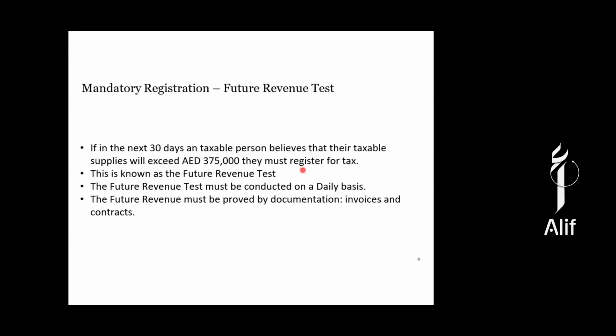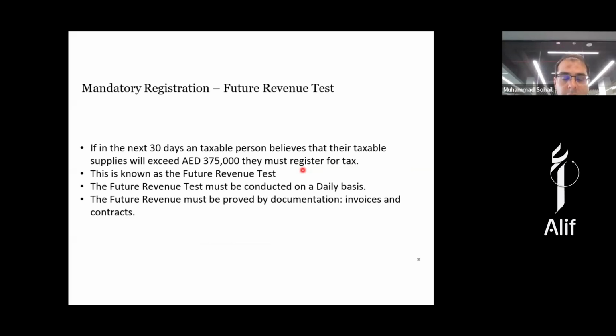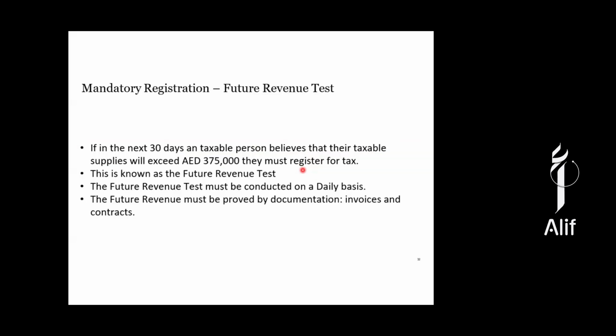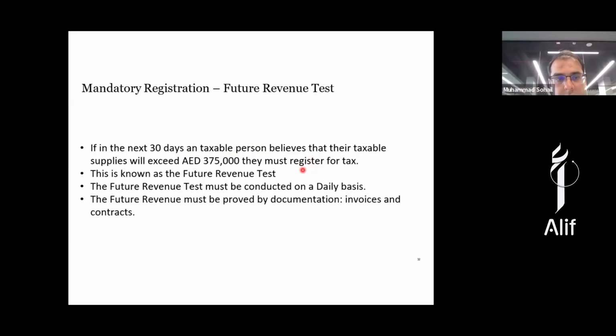The other test is called the future revenue test. What this means is that within the next 30 days, if you expect your taxable supplies plus imports to exceed 375,000 dirhams, then you must register for VAT. The future revenue test should be conducted on a daily basis, to check if you anticipate your taxable supplies plus imports exceeding 375,000 dirhams. And this is substantiated by invoices and contracts. This is how you show that you have met the future revenue test.